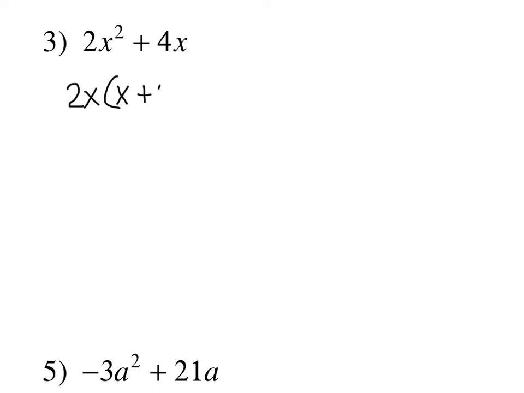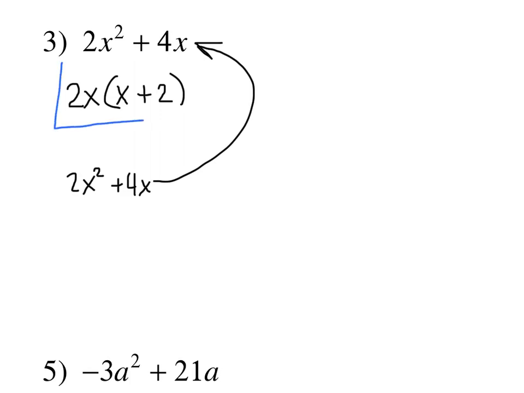A 2. You can always check your work by distributing. If we take 2x times x, we get 2x squared. If I take 2x times 2, I get 4x. I know it works out because that's exactly what we started with. So there's our answer. Let's try one more.